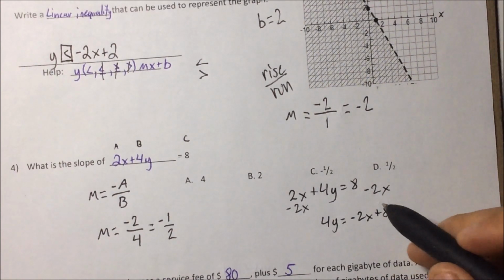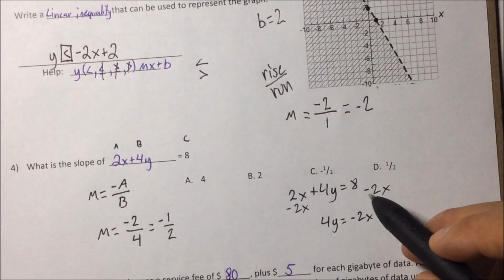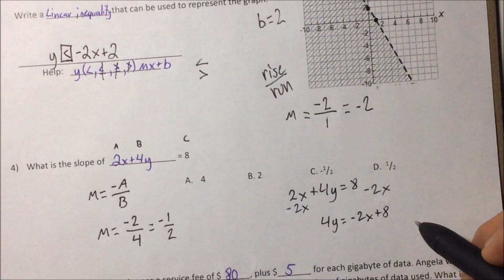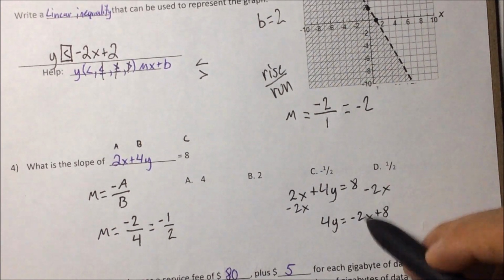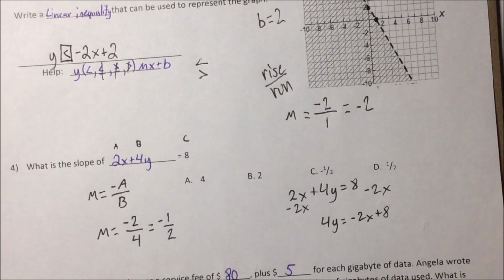Why did I do that? I did that because we are used to seeing it in y equals mx plus b form, and if I put the 2x on the side, it'll be a little harder to recognize. So I moved it, since it's negative, I moved it negative 2x, and the 8 was positive, so I can do plus 8.